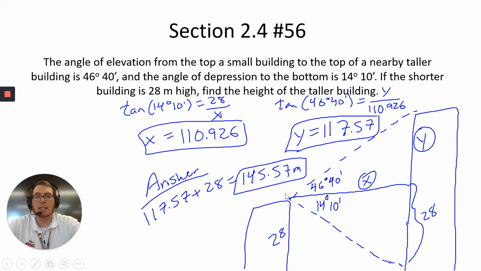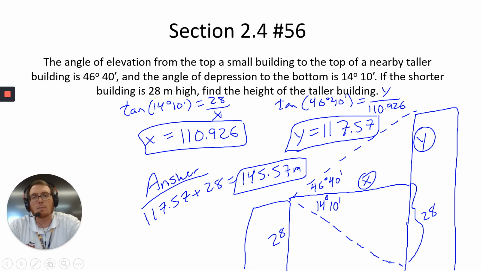And it says if you were standing at the top of that building, the angle of depression, so from that line downward, okay, towards the bottom of the building, is 14 degrees 10 minutes. Now my picture is not drawn to scale at all. The top part's clearly taller because of the angle being much bigger, but you can still get the basic idea and understanding of what you're supposed to be looking at.